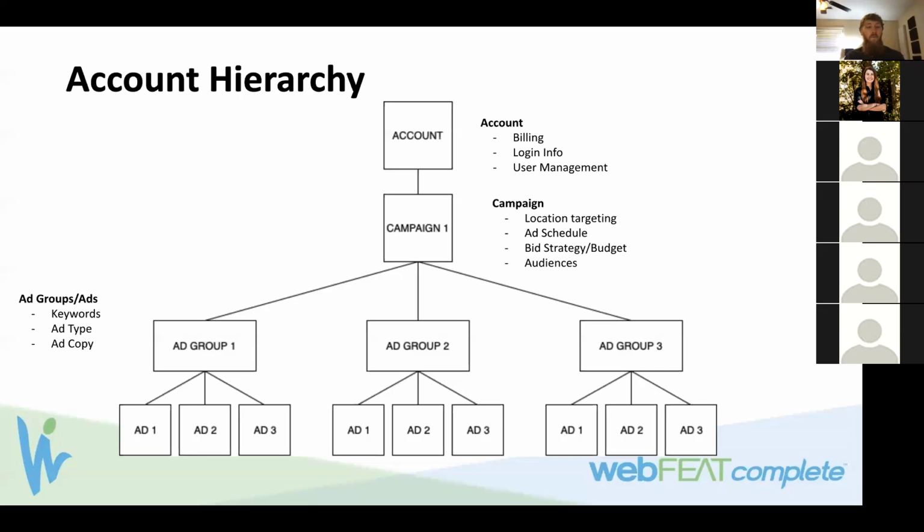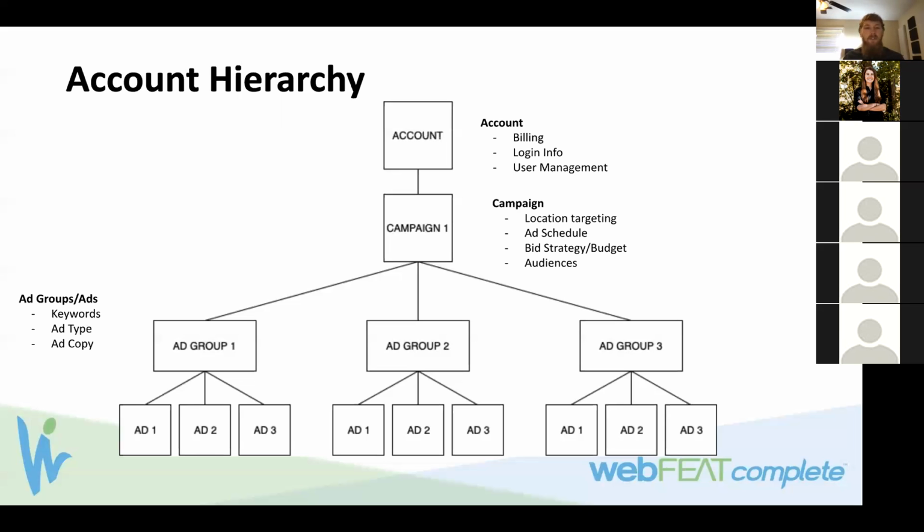And then within your campaigns is where you have your ad groups and your actual ads that are going to be showing up on Google and across the web. And at the ad group level, this is where you're going to tell Google the type of keywords you want to bid for and show your ads for. And this is also where, again, you're going to create your actual ad copy.